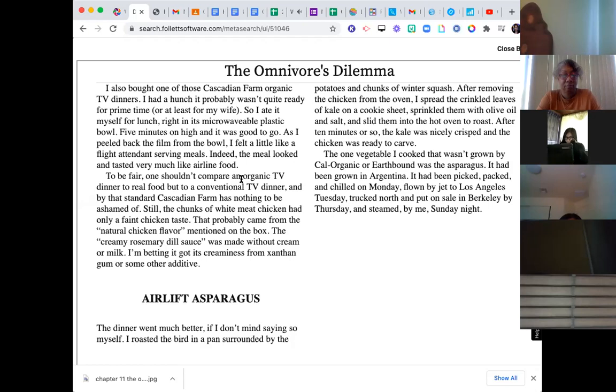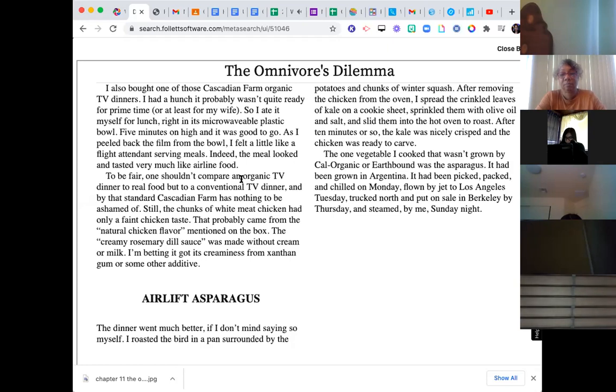I roasted the bird in a pan surrounded by the potatoes and chunks of winter squash. After removing the chicken from the oven, I spread the crinkled leaves of kale on a cookie sheet, sprinkled them with some olive oil and salt, and slid them into the hot oven to roast.